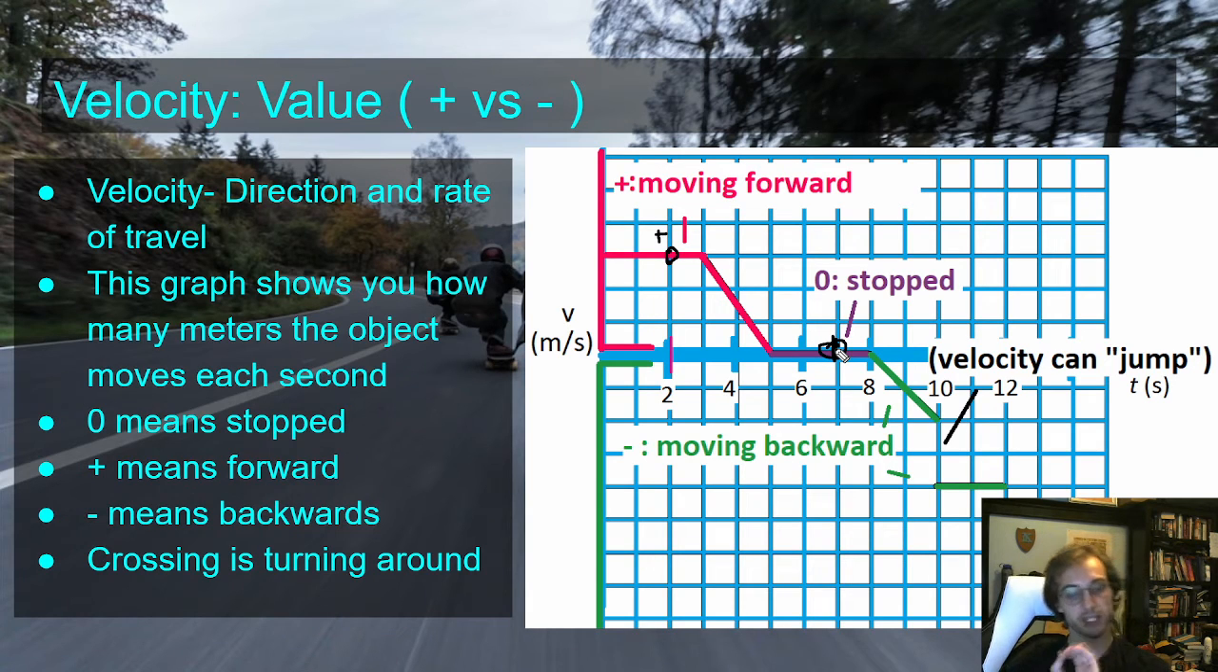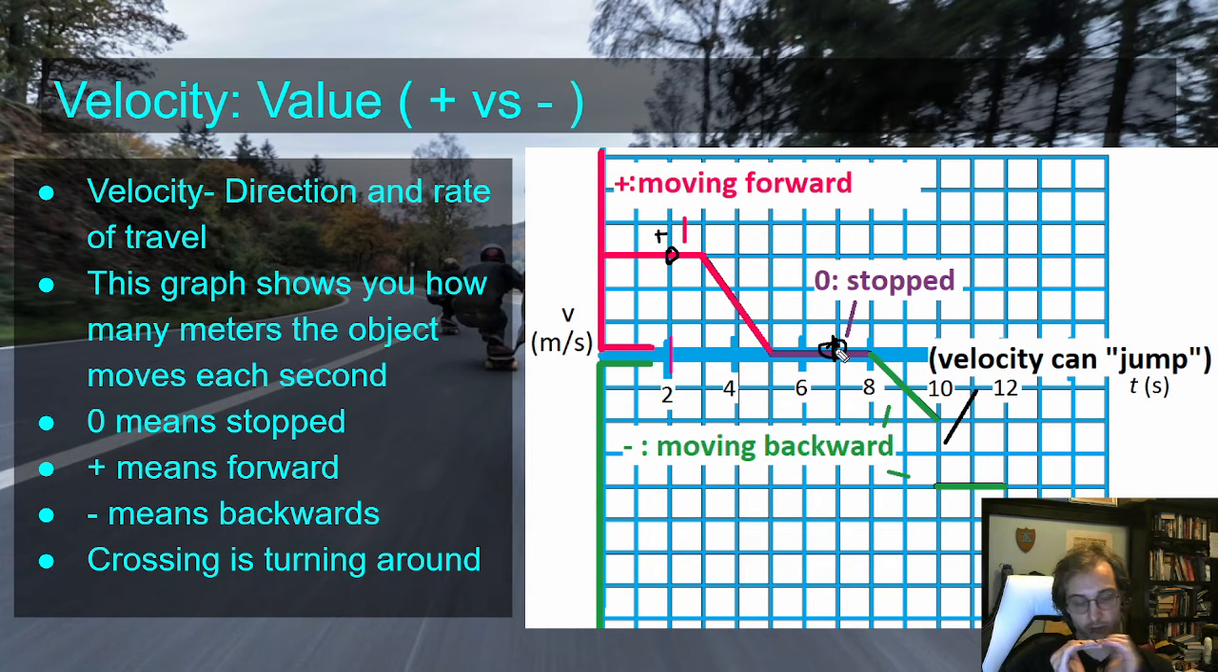So if you're trying to figure out what's happening with the velocity of the object, use the y value because that's actually the velocity. So a positive y value means the object is moving forward. A negative y value means the object is moving backwards. In theory, velocities do have to be continuous because you have to continuously transition between all of them. But for this class, we kind of let them jump around.